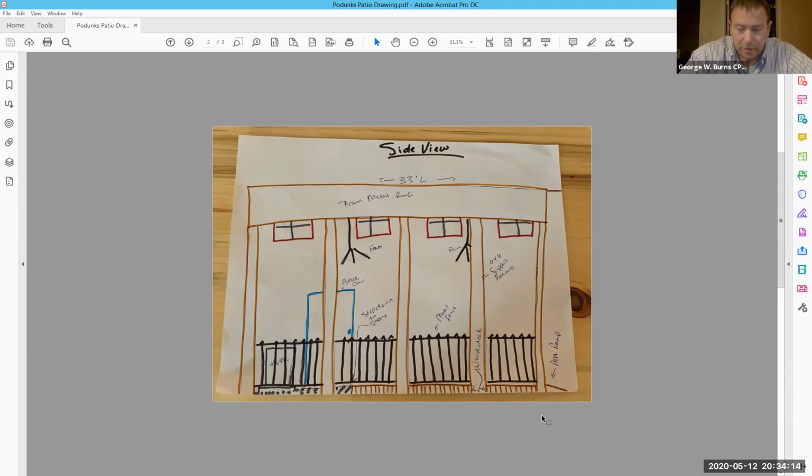Perhaps she could use some design services, Bob. Pardon me? Well, I don't know that she has to. I mean, I don't know that we need to require her to have a survey. She has to have a site plan.